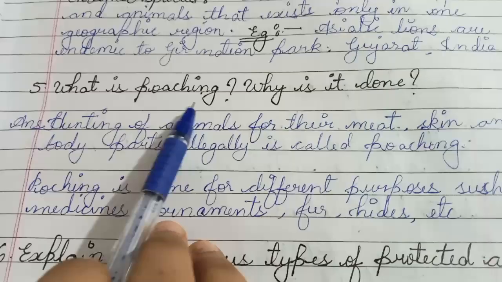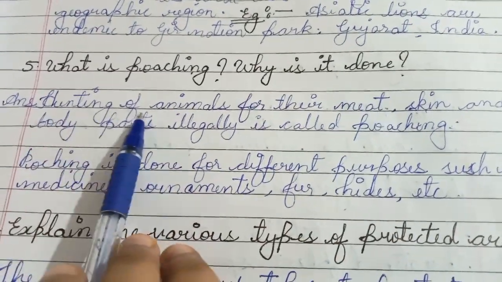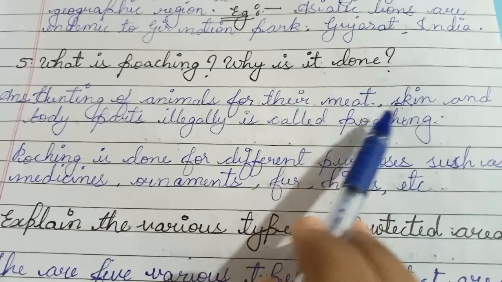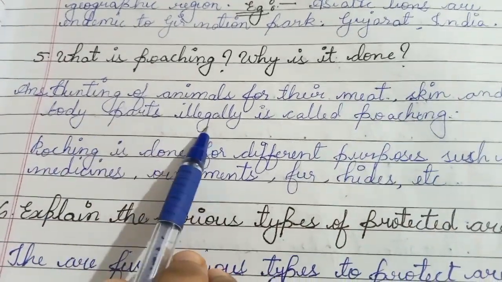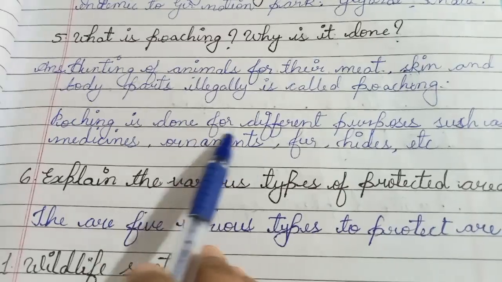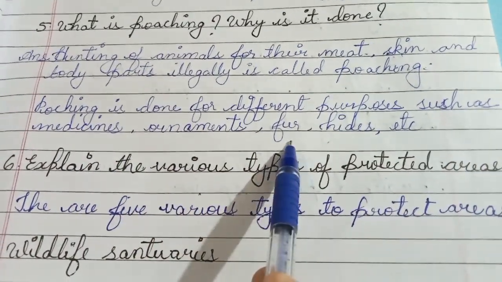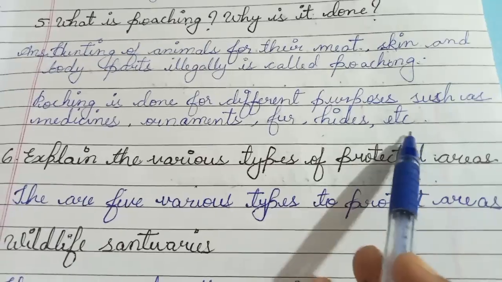Fifth, what is poaching? Why is it done? Answer. Hunting of animals for their meat, skin and body parts illegally is called poaching. Poaching is done for different purposes such as medicines, ornaments, fur, hides, etc.